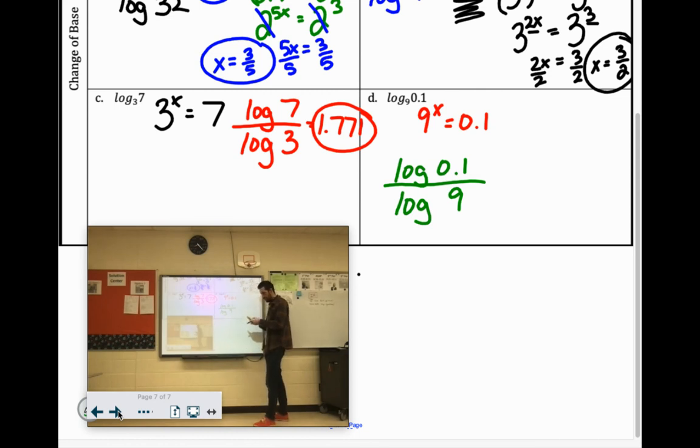So let's try this out. Log 0.1 divided by log of 9. Oh, negative 1.0479, so we'll say 1.048.